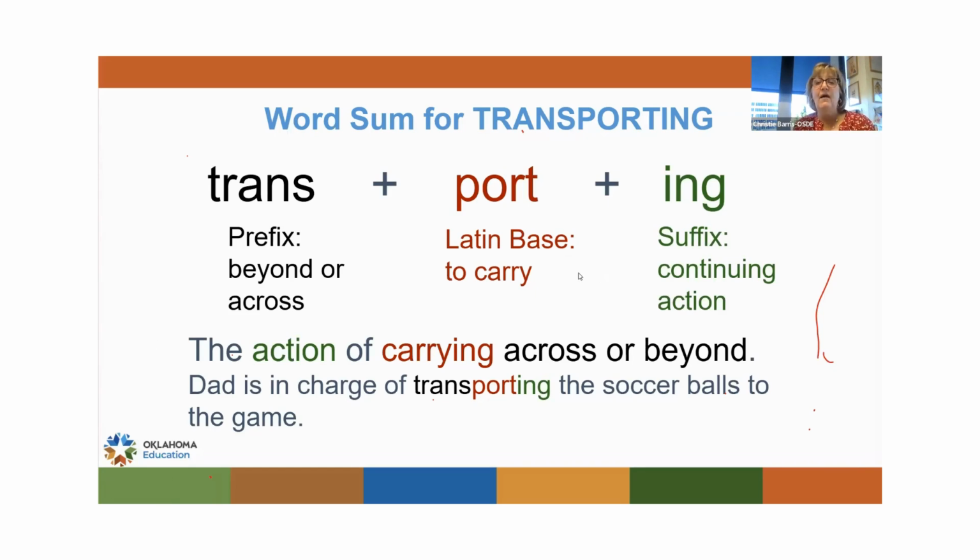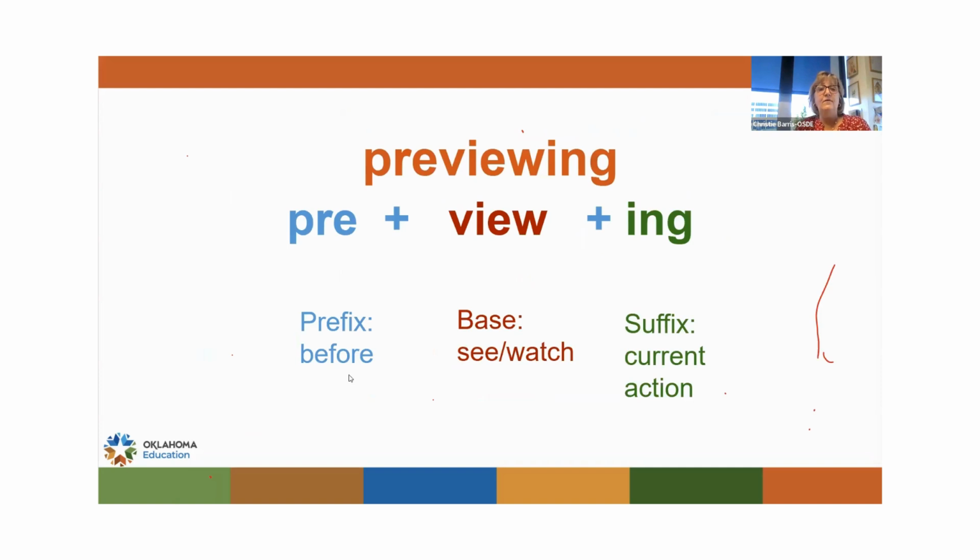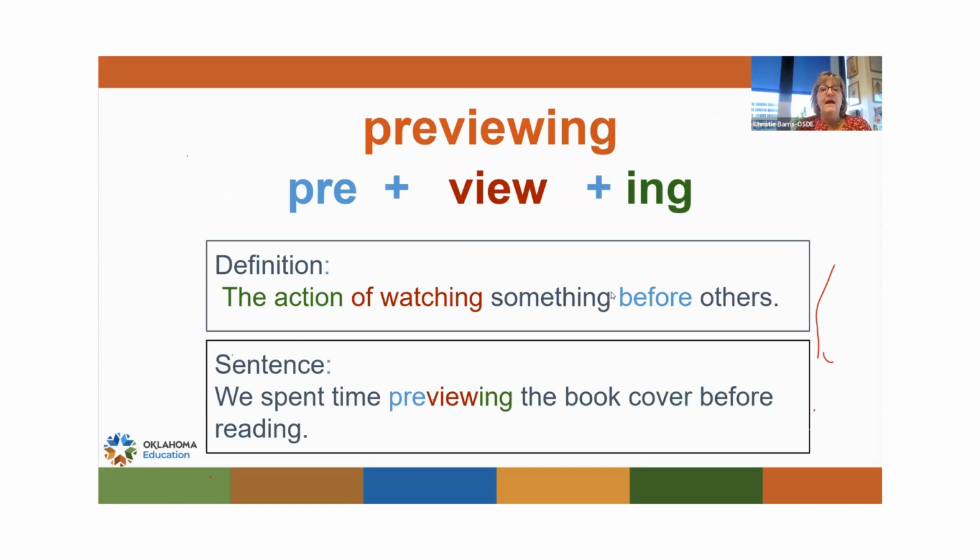So if we are going to do one on our own, we would have the kids write pre, view, and ing, and put what it means. And if we had more time, I'd actually have you do this, but I spent too long talking. And then again, they would come up with the action of watching something before others. We spent time previewing the book cover before reading. So it's a great way to have kids do this.